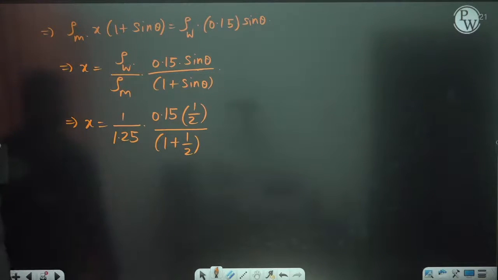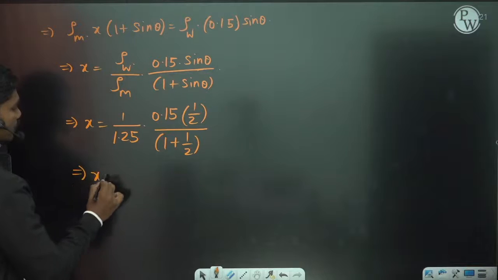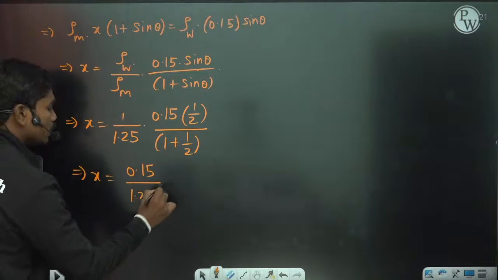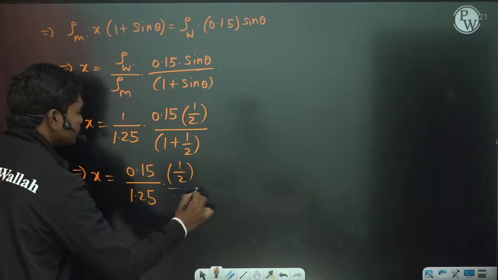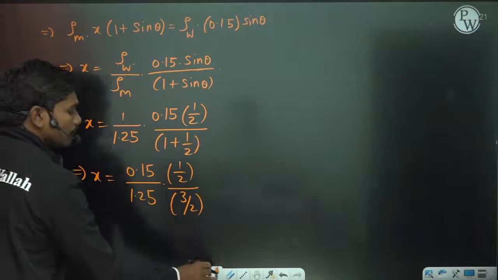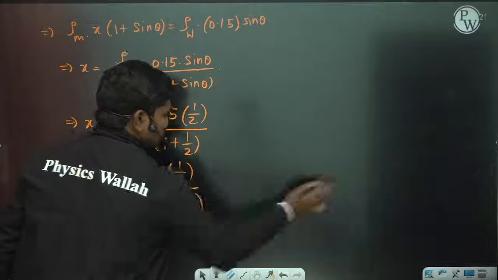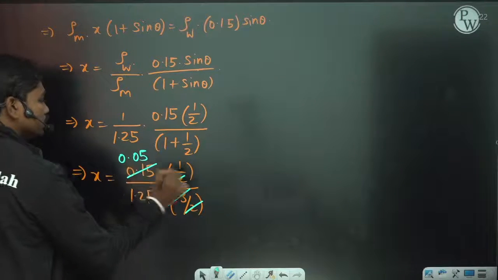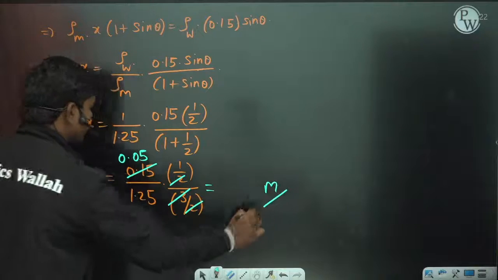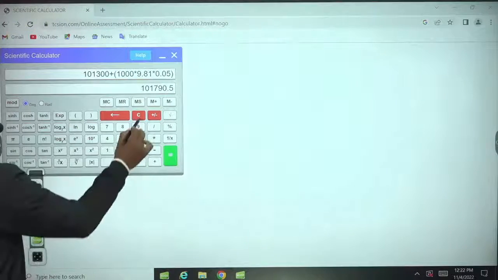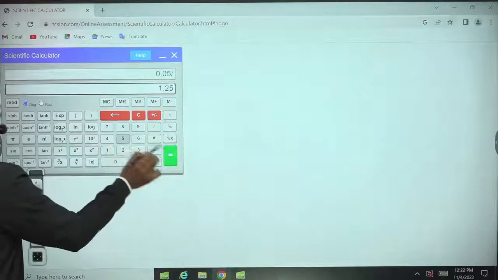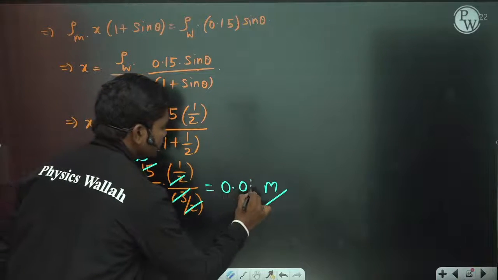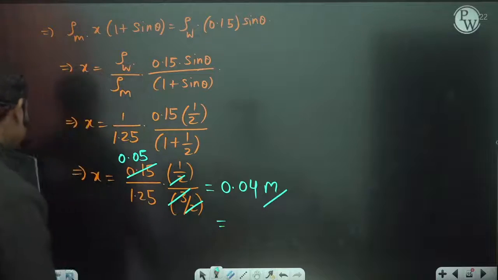Okay, so let us simplify the results. If you simplify, x is equal to 0.15 by 1.25 into 1 by 2 by 3 by 2. This is the value of x. If you simplify, 2 gets cancelled, 3 cancels with 0.15, giving 0.05. So x is in meters. Let us calculate what is this value. 0.05 by 1.25 is 0.04 meters. So what are the units they are asking you in the question?